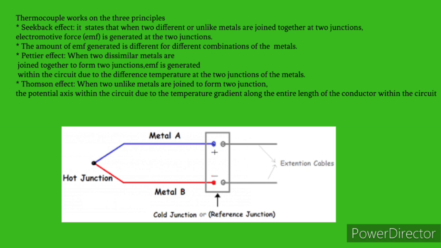Now let us see the Thomson effect. When two unlike metals are joined to form two junctions, a potential exists within the circuit due to the temperature gradient along the entire length of the conductor within the circuit. The Thomson effect also explains the generation of the EMF within the circuit, and the EMF generated is due to the difference in the temperature of the two junction metals along the entire length of the conductor.